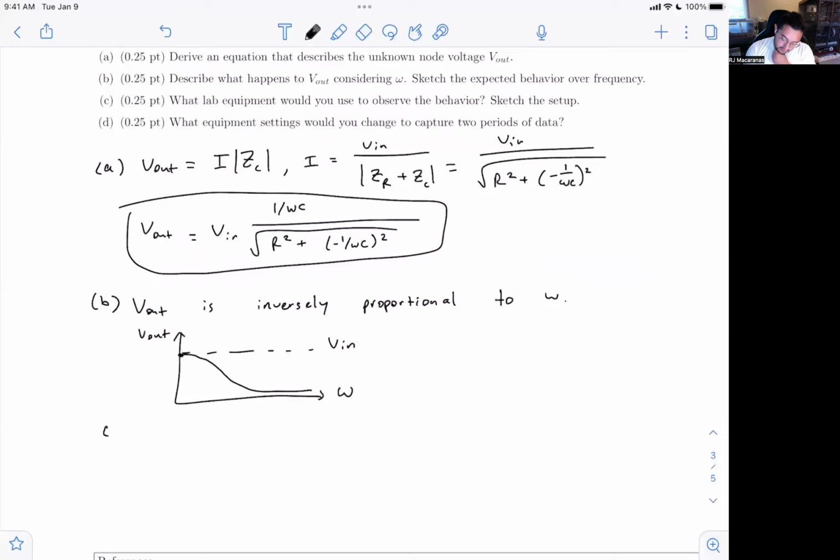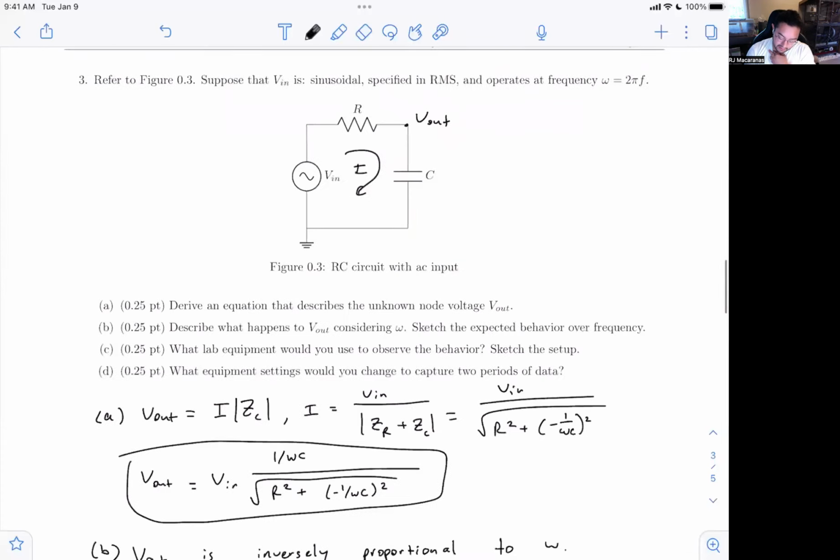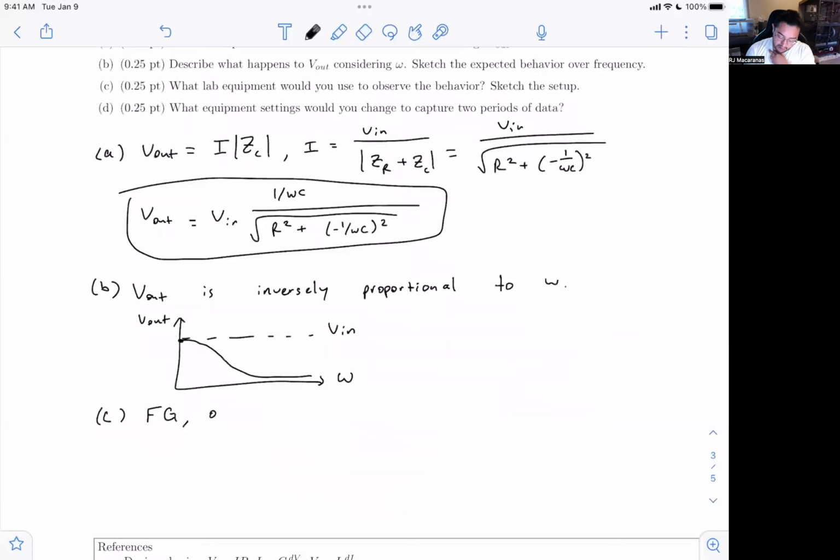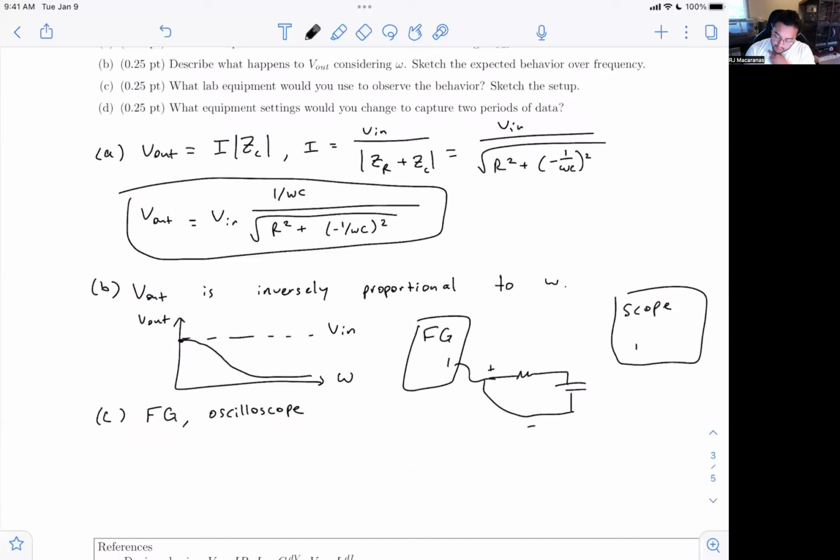Then for part C, looking at what lab equipment again, that's going to be a function generator instead of a DC power supply, since we're looking at a sinusoidal source there. And we need an oscilloscope. So if we were to sketch the setup, here's my function generator. On channel 1, I'm going to plug these guys here and here, and then here's my scope. On channel 1, I'm going to look at the input, and on channel 2, I'll look at the output across that cap.